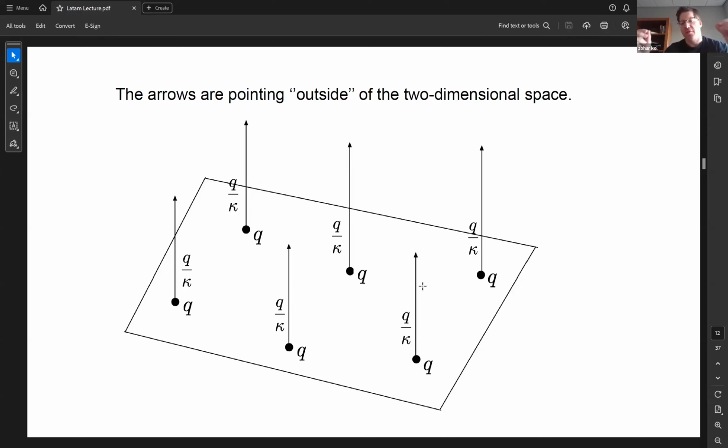So this is the picture that we have these point charges. Classically, they don't talk to each other because everything decays exponentially. But quantum mechanically, they are going to see each other through the subtle effects of quantum interference.